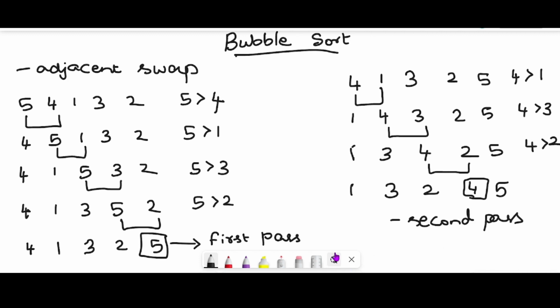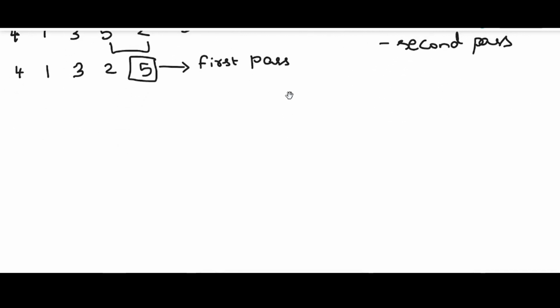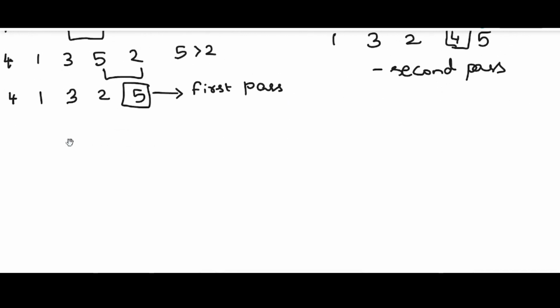With these elements, we have to perform the third pass. Let's start doing the third pass with the result of 1, 3, 2, 4 and 5.